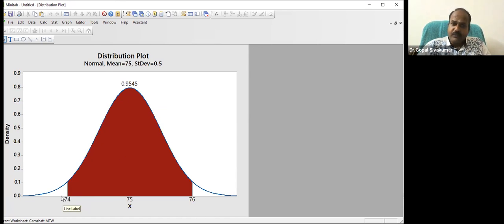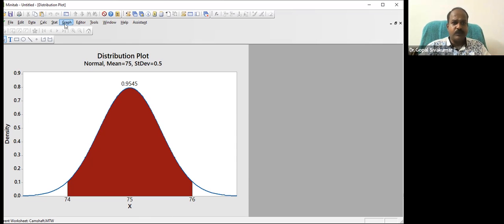Suppose when I extend further, stretch further, 95 will further increase. So by going up to 2 sigma, I am able to understand about 95% of my output. When I go further, I can understand better. All of you understand my language? When I stretch further, I can understand better.